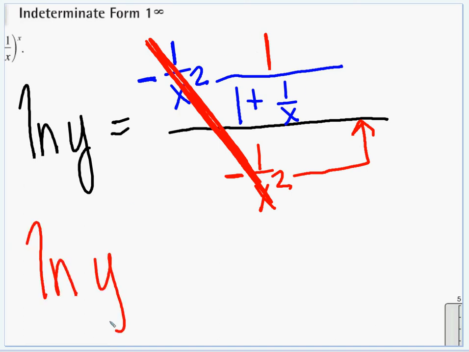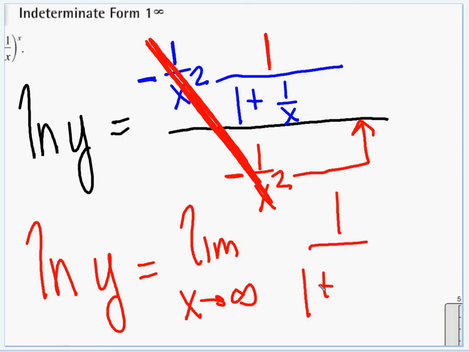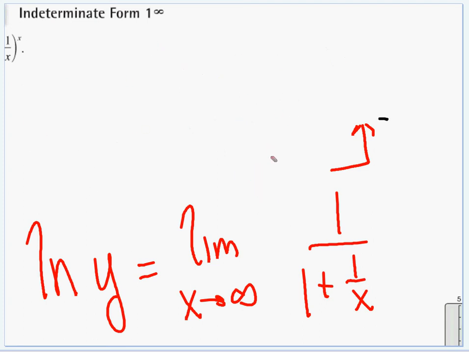So what we're left with is the natural log of y equals, ooh, and I dropped my limit notation. The limit as x heads to infinity of 1 over 1 plus 1 over x. Where did I drop my limit notation?